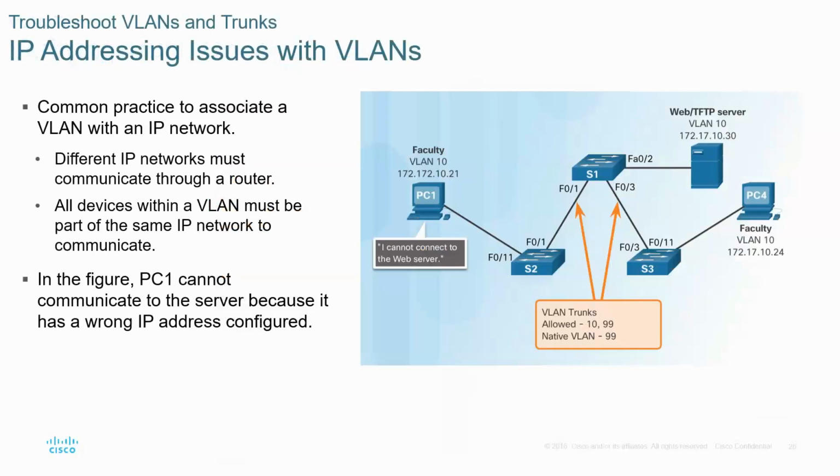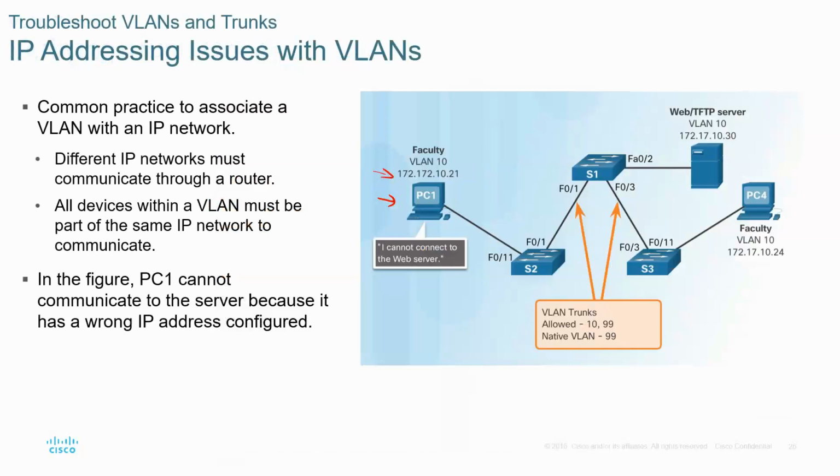As we said, we assign typically a different IP address to devices in different VLANs. So if PC1 here is in VLAN 10, it is given an IP address that has a network address that is the same as everyone in VLAN 10. Now, the problem is, what if you misconfigure the IP address?